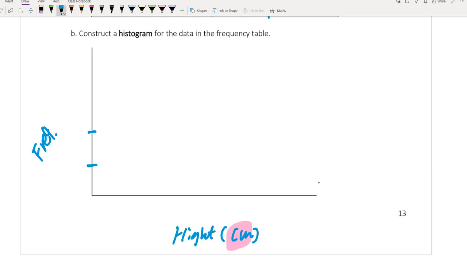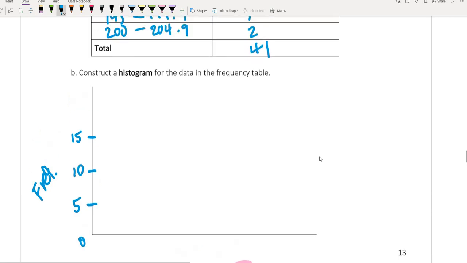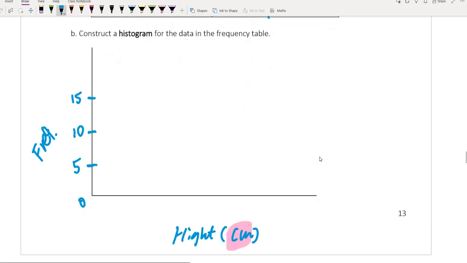5, 10, 15. I think in hindsight, maybe going up by 3 is also good. 0 here. And we are not starting at 0 for the height. We're starting at 170.